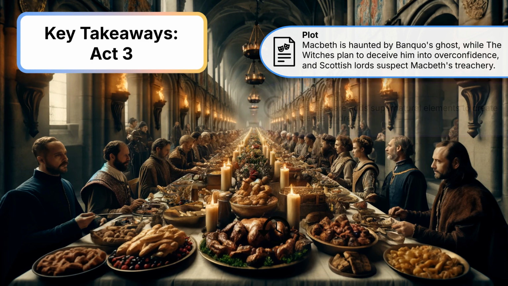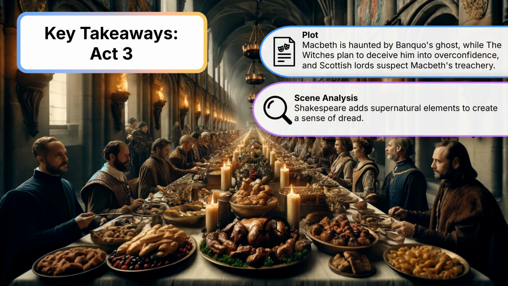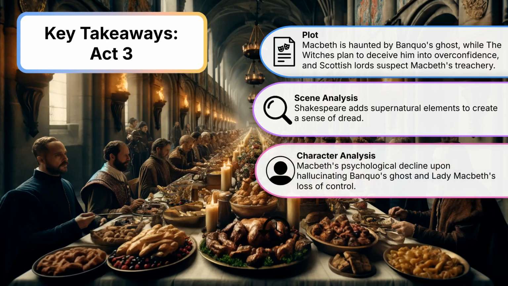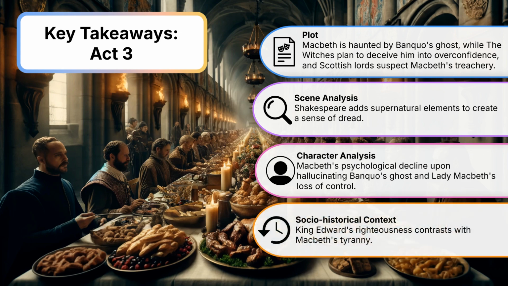We then saw how Shakespeare adds supernatural elements to create a sense of dread. We've observed Macbeth's psychological decline in his hallucinating Banquo's ghost and mapped out Lady Macbeth's loss of control. Finally, we considered how King Edward's righteousness contrasts with Macbeth's tyranny.